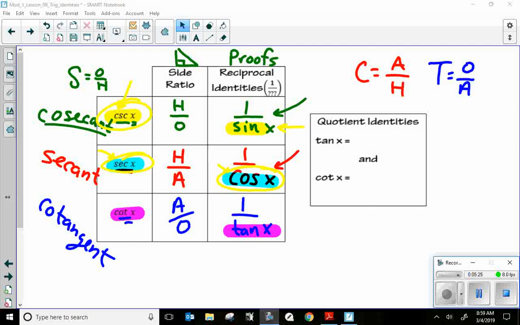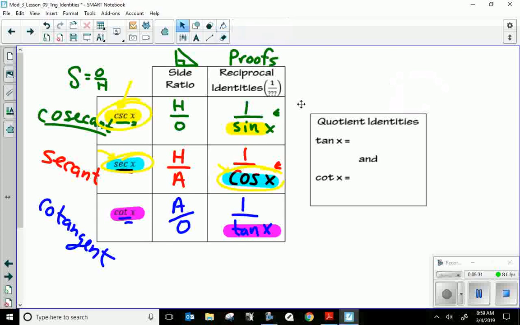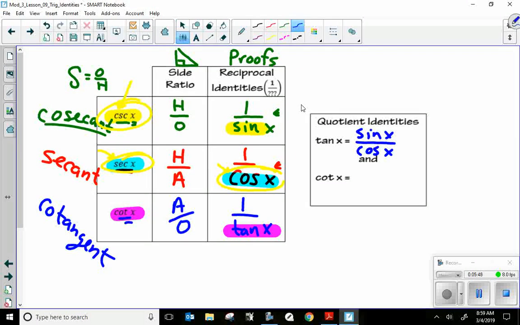Now we're going to move over here to this little box. This is quotient identities, all right? Quotient identities. And if you recall, when we were using the unit circle and we tried to graph tangent for the first time, we figured out that tangent is really sine over cosine. So tangent is the same as sine over cosine.